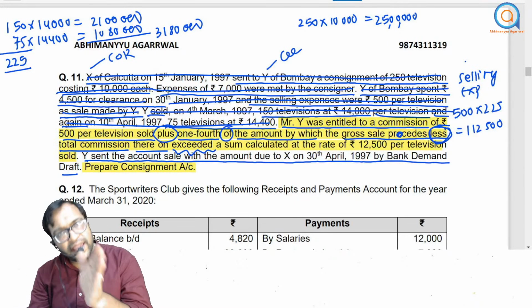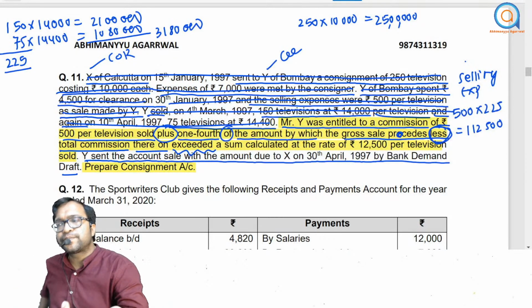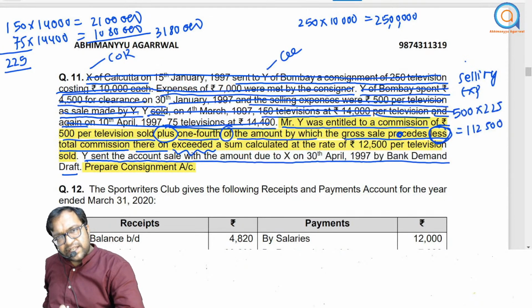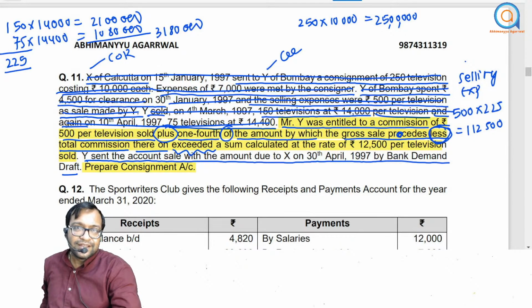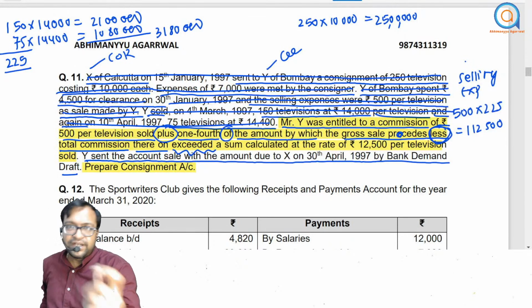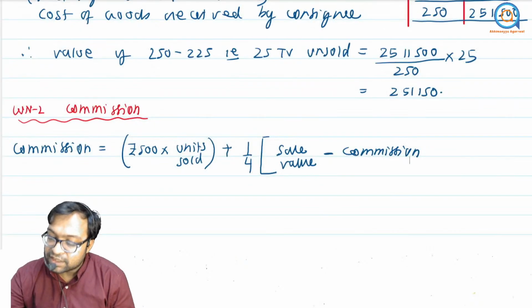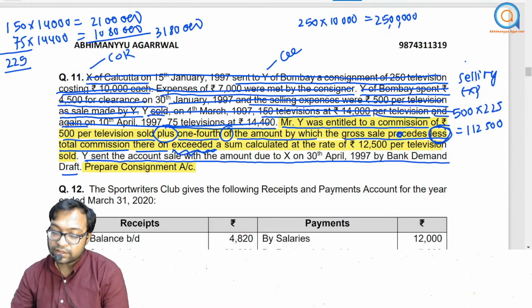20 exceeds 15 by how much? Tell me in the chat box. 20 exceeds 15 by how much? You will say 5. How did you get that? Sir, we deducted. Right. So whenever they say exceed, it means you have to deduct something from here. Exceed means deduct. Deduct what?